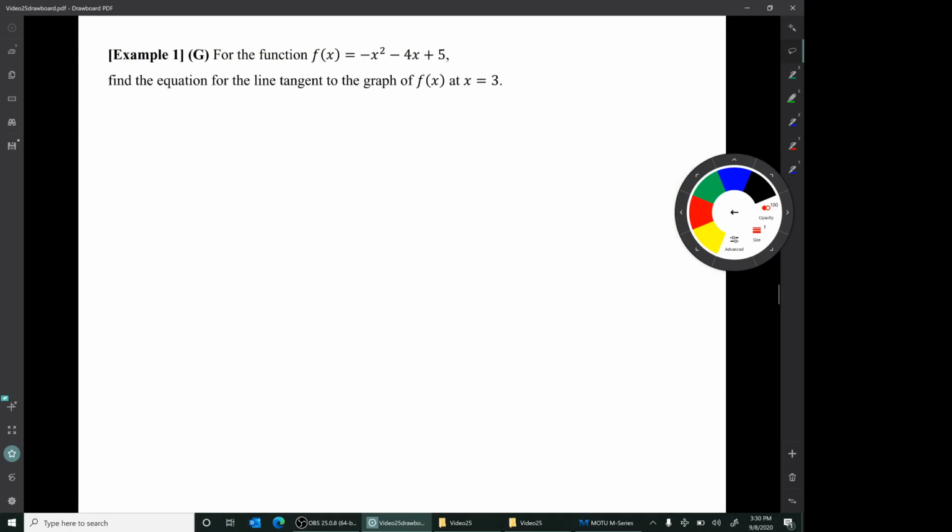Question G for our function f of x equals minus x squared minus 4x plus 5. Do this. Find the equation for the line tangent to the graph of f at x equals -3. Well, let's remind ourselves what we need to build.